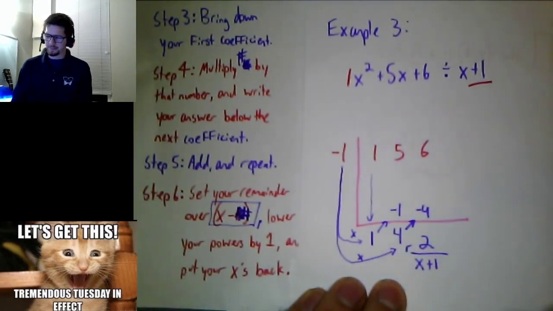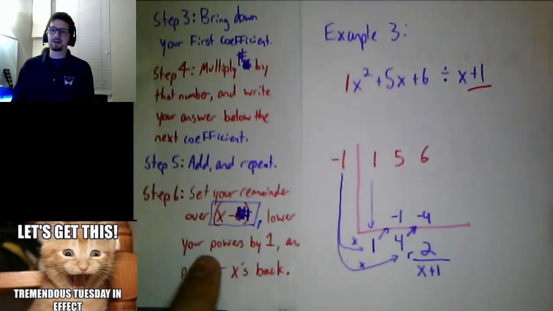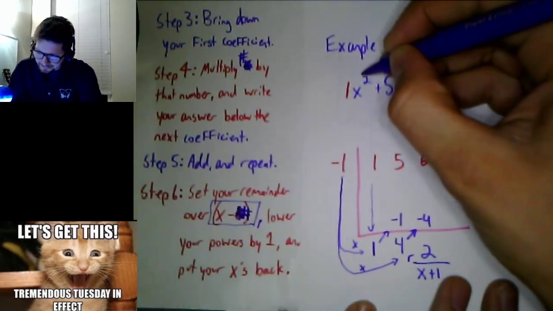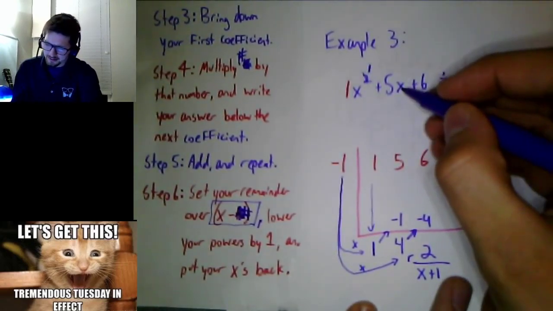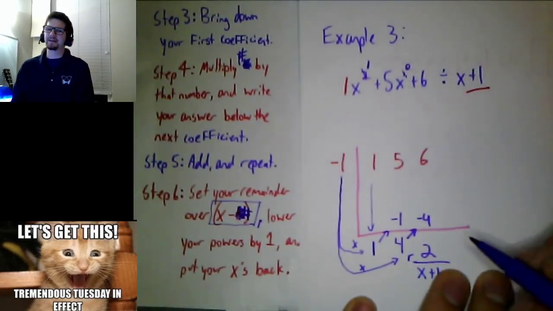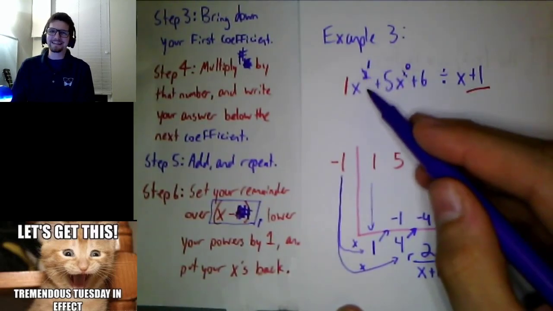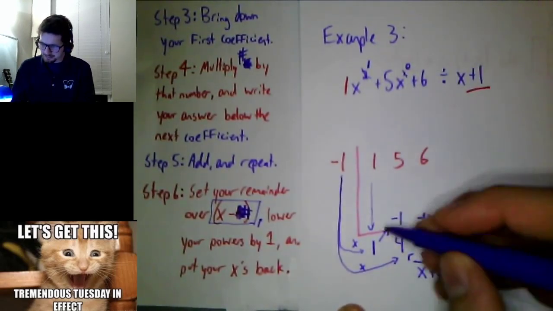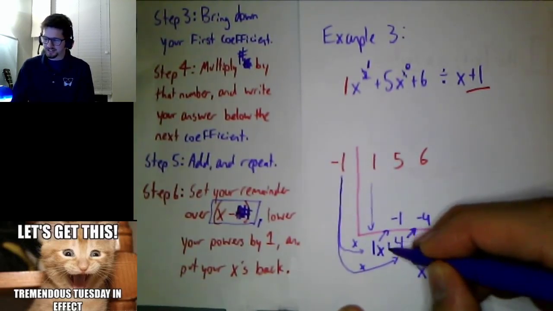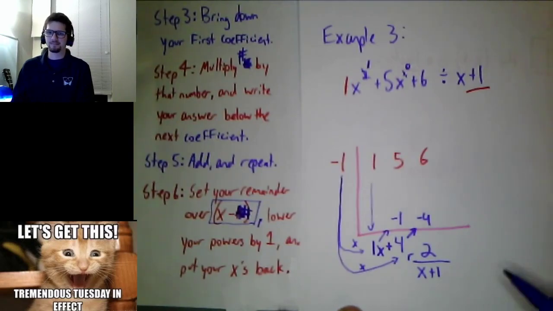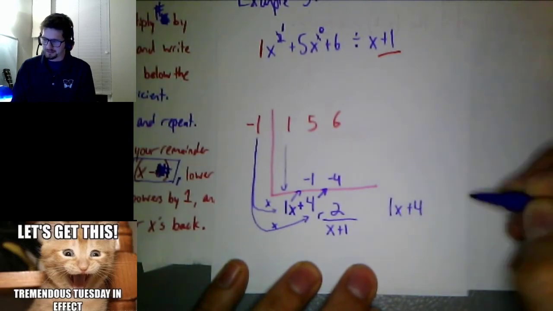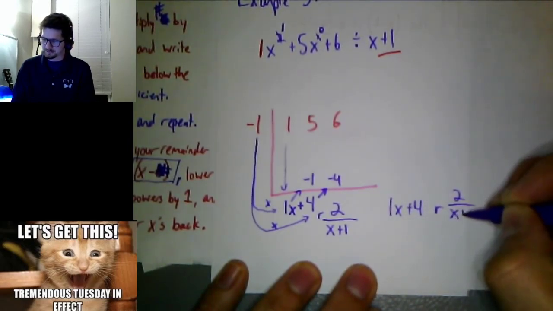That's my remainder. Lower all my x powers by 1. So what was x to the power of here? X to the 2. I'm going to lower that to x to the 1. This x is to the 1, so I'm going to lower that to x to the 0. And I didn't have an x here anyway. So now I only have one x. So I'm going to plug my x back in at the beginning. This is a positive 4, so that's 1x plus 4. So my answer ends up being 1x plus 4, remainder 2 over x plus 1.